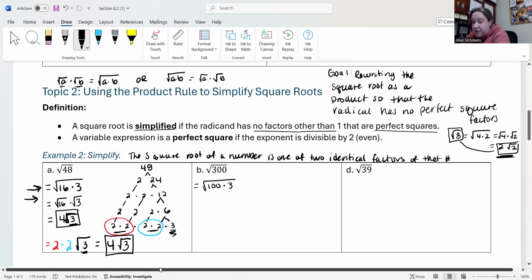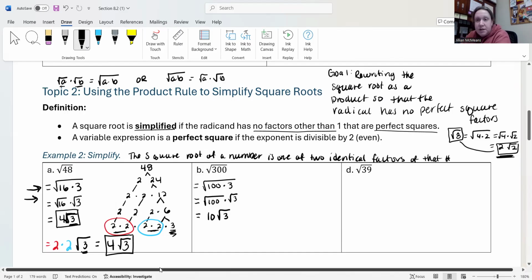And then what that allows us to do is to apply the product property and rewrite this as the square root of 100 times the square root of 3. Well, the square root of 100, we should know we're looking for two identical factors of 100. That would be 10 and 10. So the square root of 100 is just 10. So this is going to be 10 square root 3.